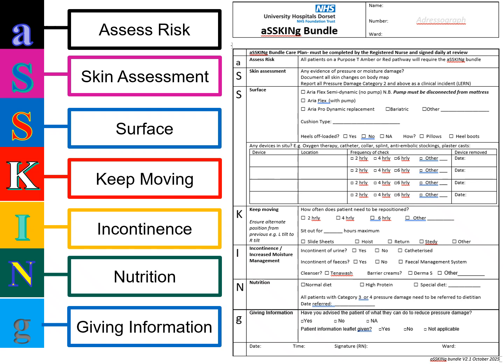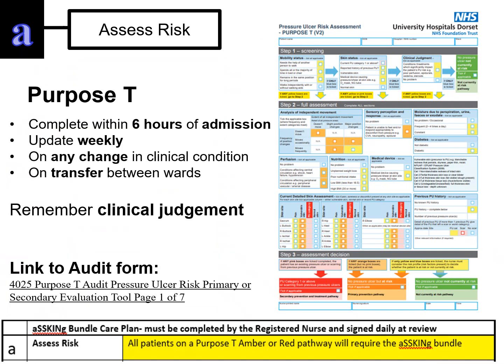I will now work through each of the elements of the bundle and plan of care, and I've highlighted the parts from the skin bundle front page in yellow for ease of reference as we work through. A for Assess Risk. The PURPOSE T must be completed on ENA within 6 hours of admission to hospital. It should be updated weekly, on any change in the clinical condition, or transfer between wards.